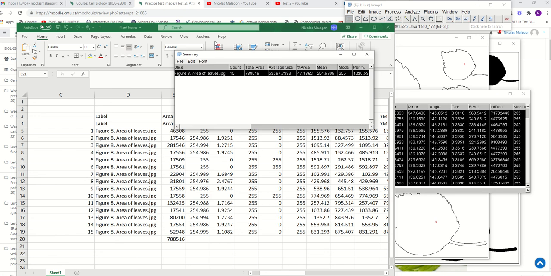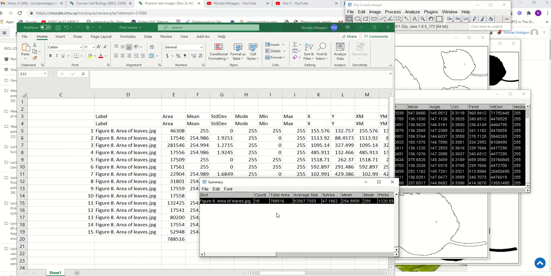Yeah, this time we got the right value. Here is the same value, so ImageJ does it for you. And this is how you calculate this thing. It will take you a minute, 2 minutes maximum.